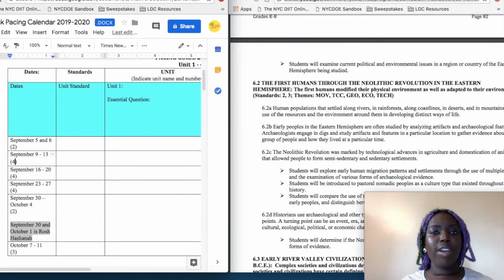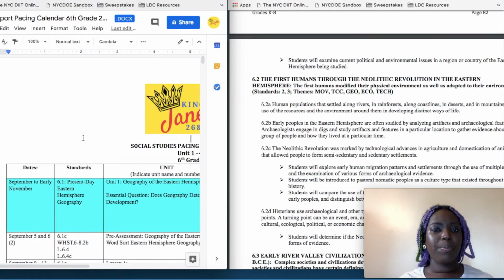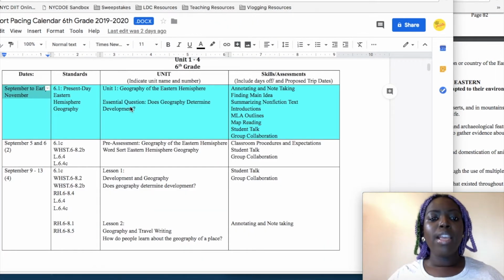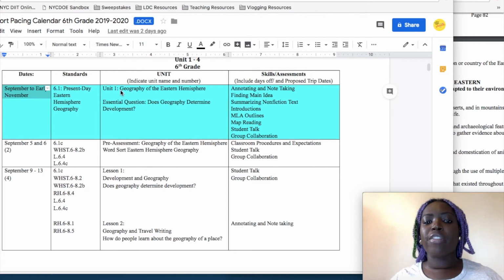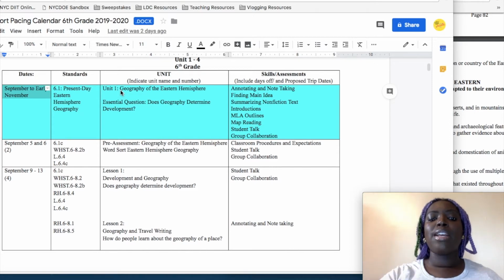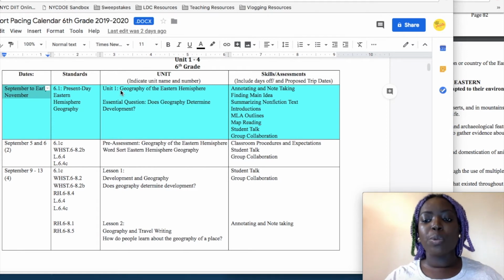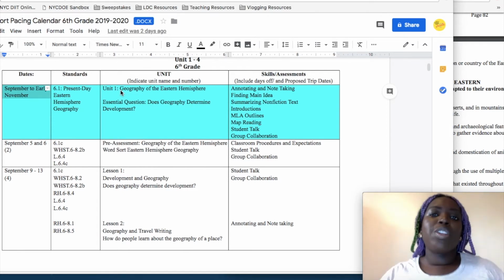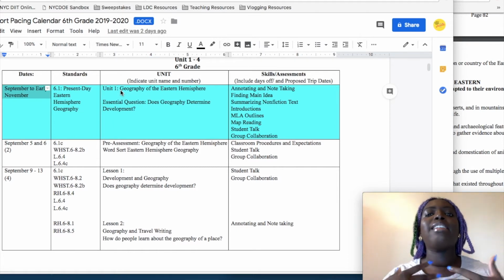All right, so let me bring up my social studies pacing calendar. So for social studies, this is how my pacing calendar looks. As you see, I have the standard, I have the name of the unit, and I have an essential question. So Unit 1 is Geography of the Eastern Hemisphere, and the essential question is, does geography determine development? This essential question I actually got from Passport. So if your school is providing you with a curriculum, you should use it. It doesn't make any sense inventing the wheel.